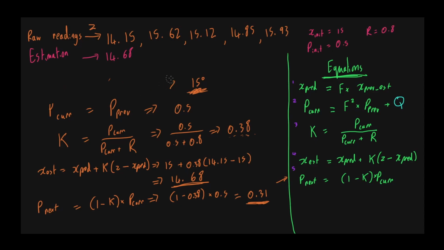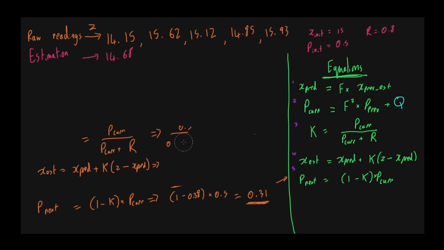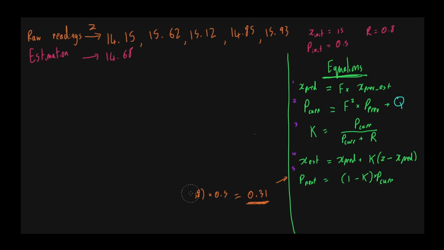So I'll delete all that. Probably increase the brush size a little bit so that this gets rubbed out quickly. And I'll keep track of that. So P last, or sorry, rather P current it should be now, 0.31. So that's the first time step done. Let's do the next time step.